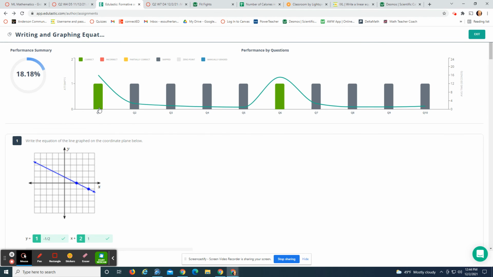It'll tell you your score. You'll notice I got number 1 and 6 correct. The other ones I didn't answer. If you have any questions, please feel free to email me.